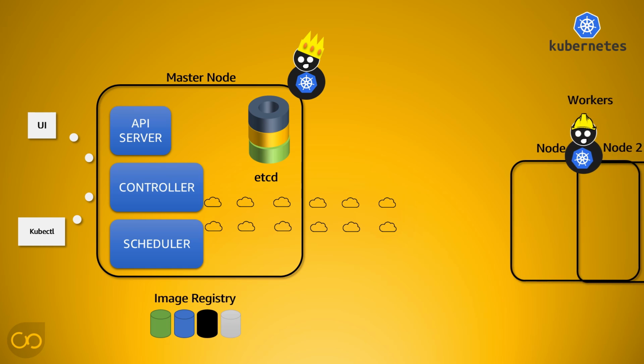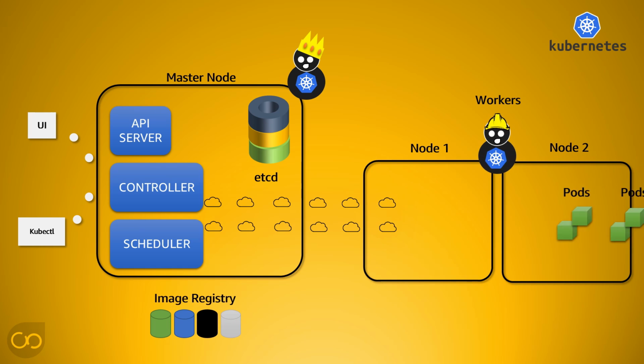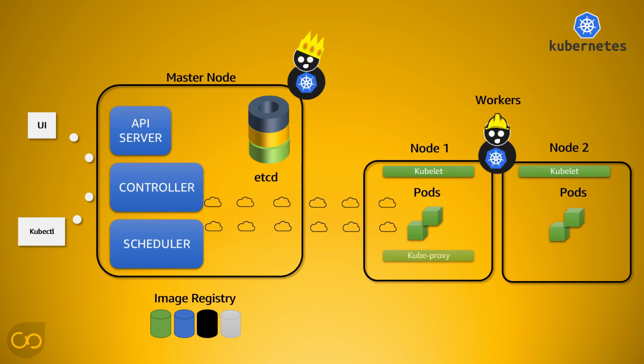With the image registry of Docker containers, you can deploy pods. Pods are one or more containers together as a basic deployment unit. And every node, which is the worker node, contains kubelet, kube-proxy and add-ons like DNS or any other optional add-ons.